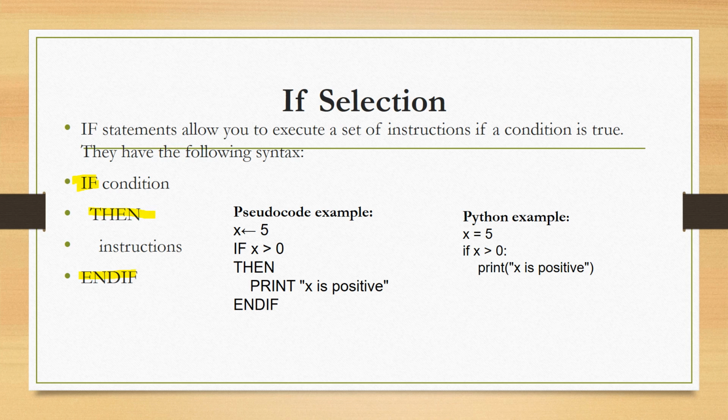In pseudocode, here we have x = 5. If x is greater than 0, then we are going to execute this print statement. Is x greater than 0? Yes, it's 5, so it's greater than 0. So the output will be "x is positive". That's it. Same Python code.